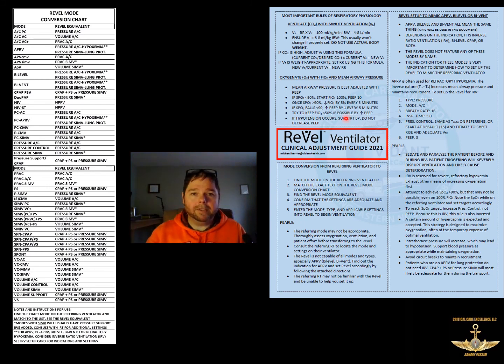This is a two-sided document that's got our most important rules for respiratory physiology on the front there, how to use the mode conversion chart, how to set up and mimic bi-level ventilation on our ventilator, in other words, how to set up inverse ratio. And on the other side, it's got just some basic tips for initial vent settings, how to set the ventilator up to do what you want it to do, how to correct problems, a lot of things which are somewhat a review, some of it's new, but just a real quick update for this year about how to manage your ventilator and what you need to do to fix certain problems.